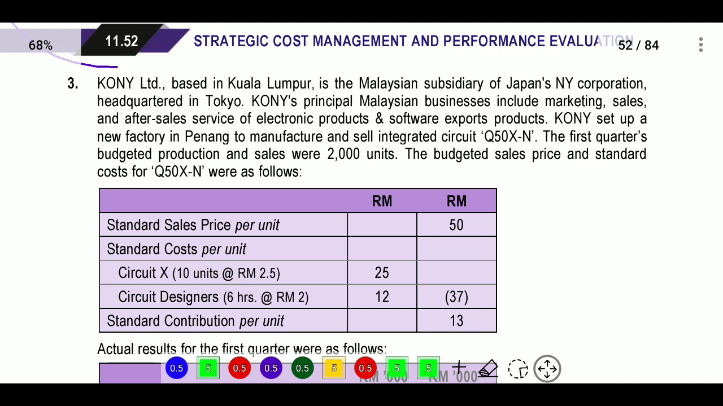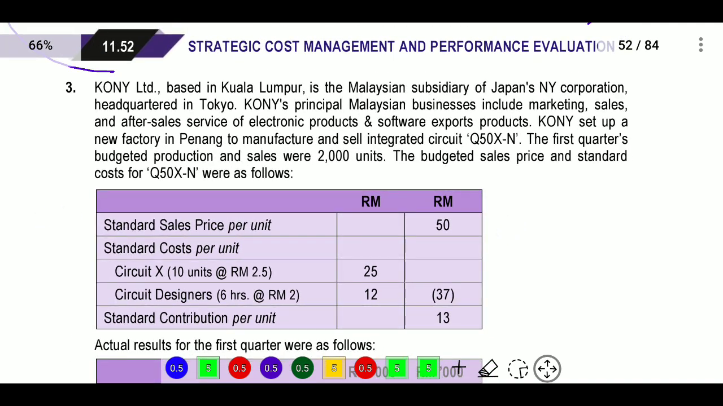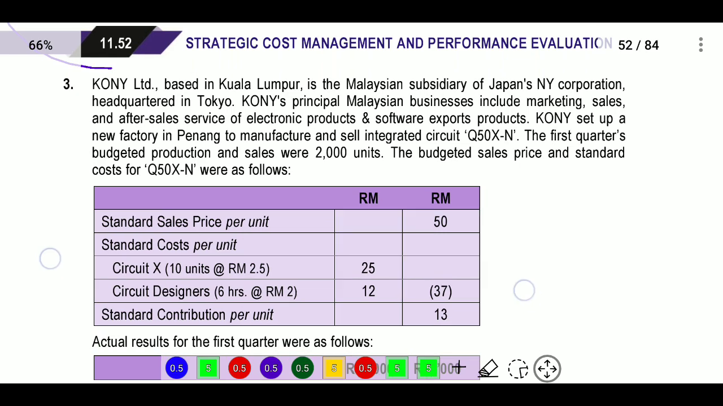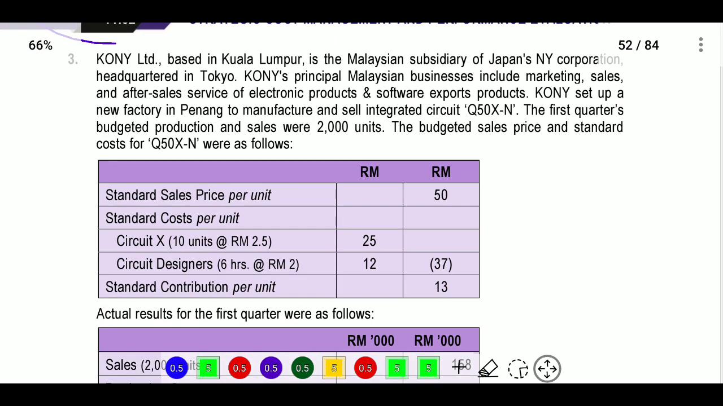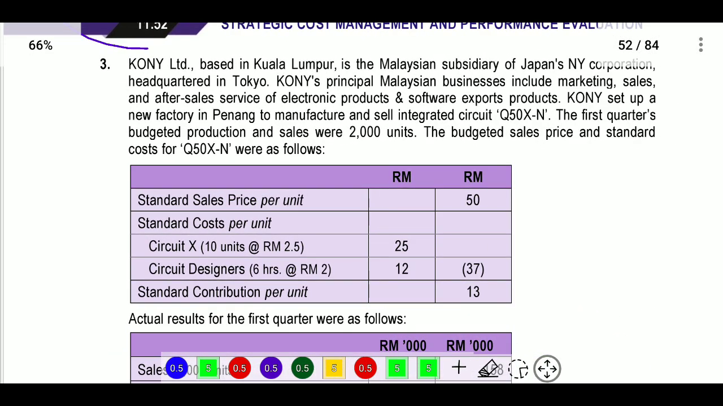Koni Limited is based in Kuala Lumpur in Malaysia, a subsidiary of a Japan-based company, NY Corporation, headquartered in Tokyo. Koni's principal Malaysian business includes marketing, sales, and after-sales services of electronic products and software export products. So Koni set up a new factory in Penang to manufacture and sell integrated circuits, the Q50XN. The first quarter budgeted production and sales are 2000 units.